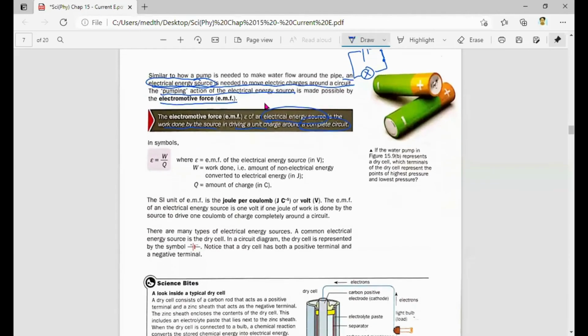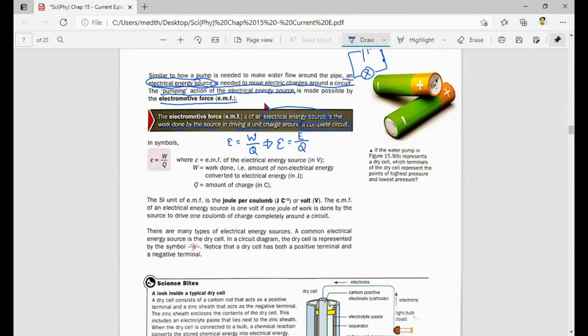Because of its definition, you know that EMF, which is a small e, this weird thing is actually called an epsilon, equals work done over charge. Now, for those of you in my class, you realize I don't like to use W because work done is a form of energy. As such, I tend to write it like this. So instead of E equals W over Q, I'll write epsilon equals energy, this capital E, over Q.